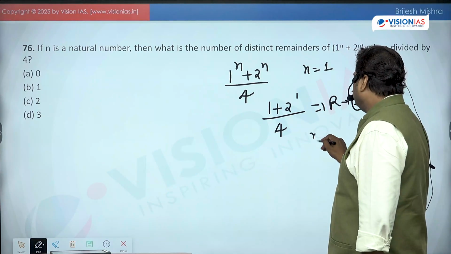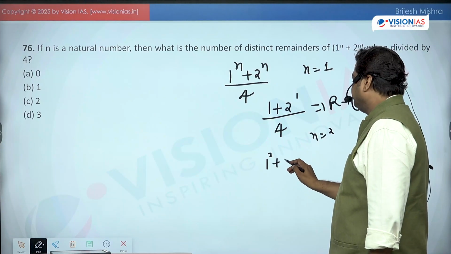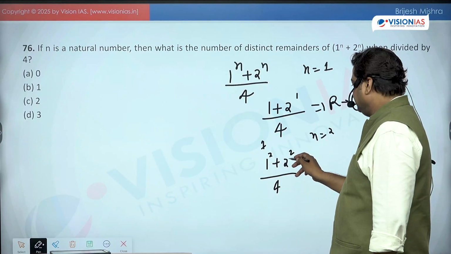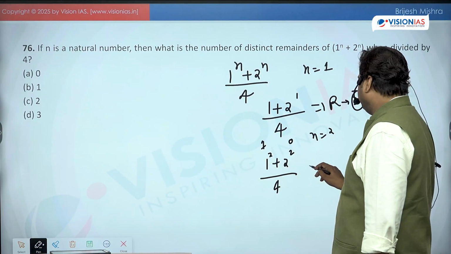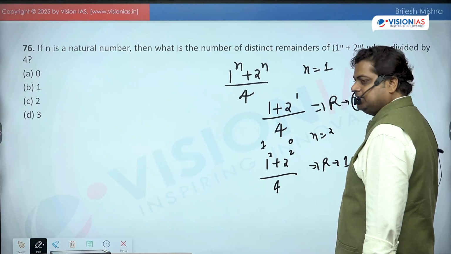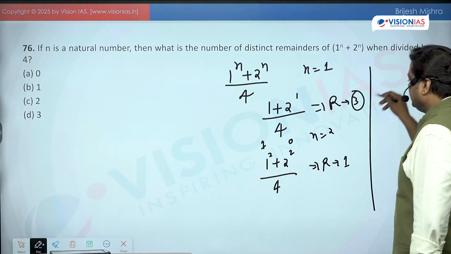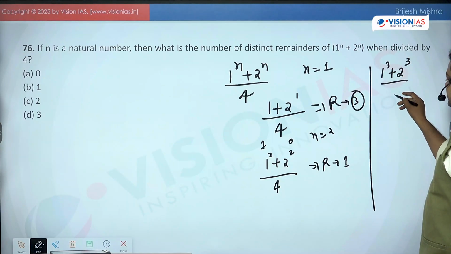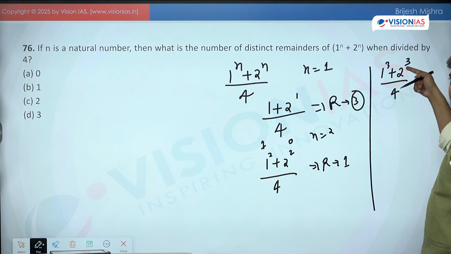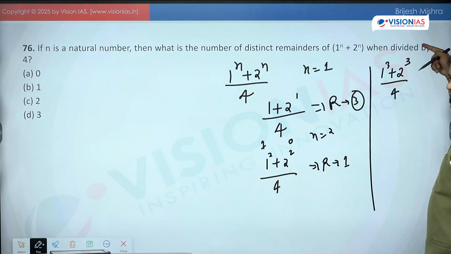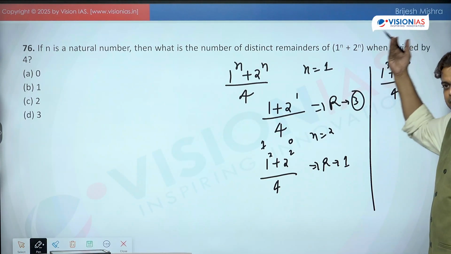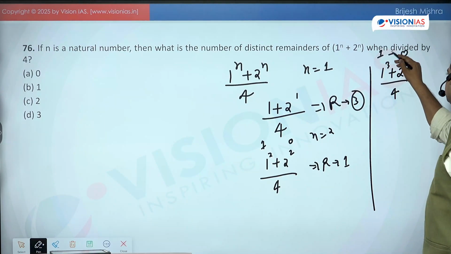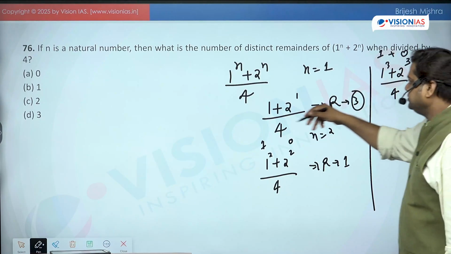If we take n as 2, what are we getting? 2 square by 4. Here the remainder will be 1. But here the remainder is 0. Finally, what remainder are we going to get here? 1. If we go further, 1 power 3 plus 2 power 3 by 4. This is what? 2 power 3. From 2 power 2 and beyond, if we take any number, 4 will be there in that number. The remainder would be 0 only. Here the remainder will be 1.